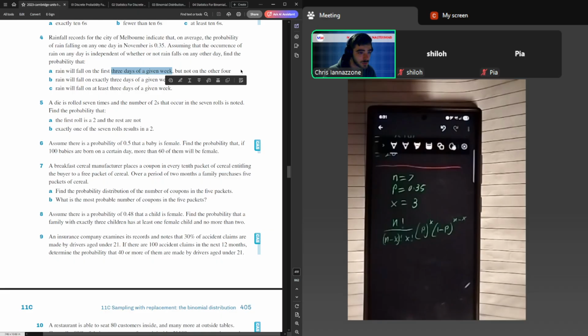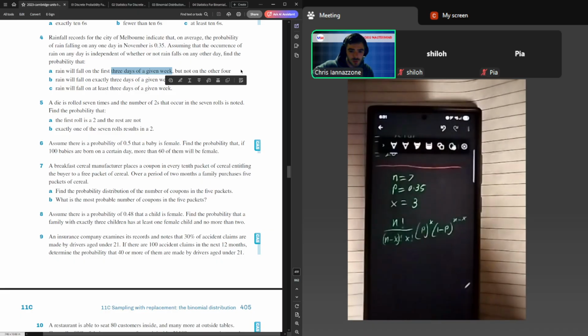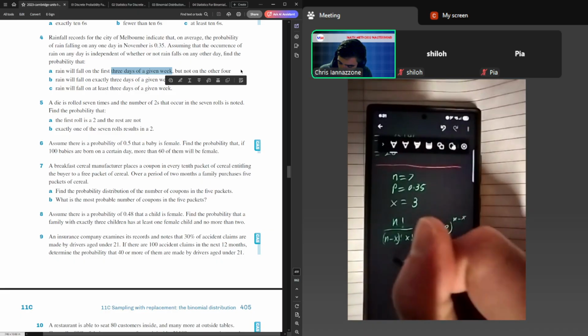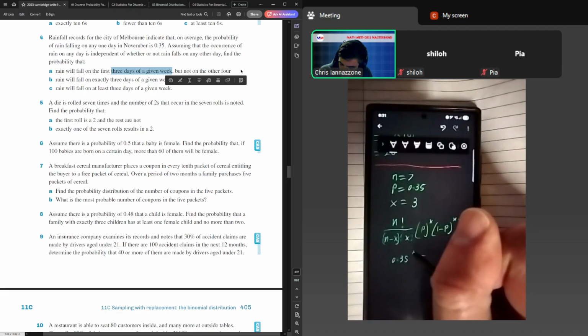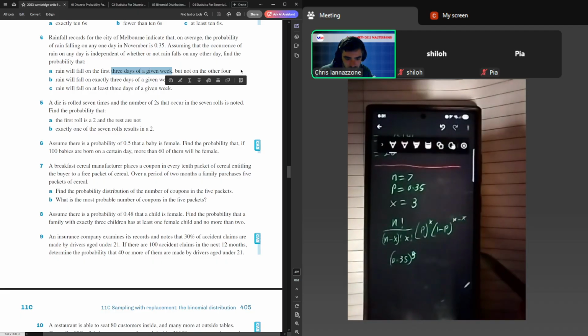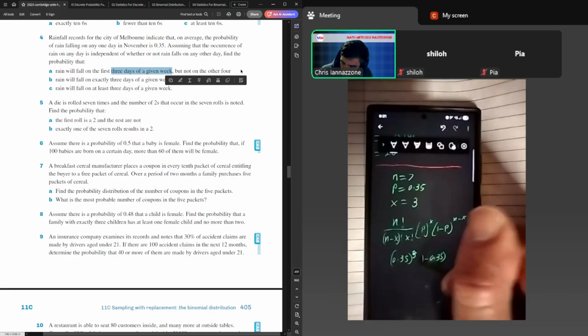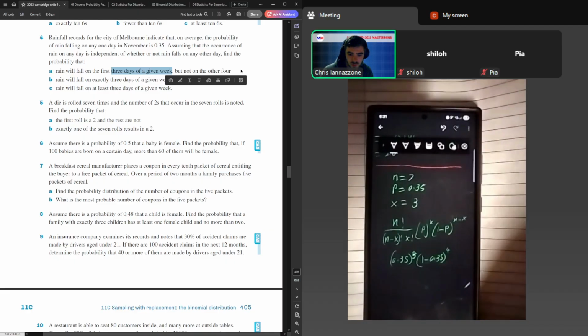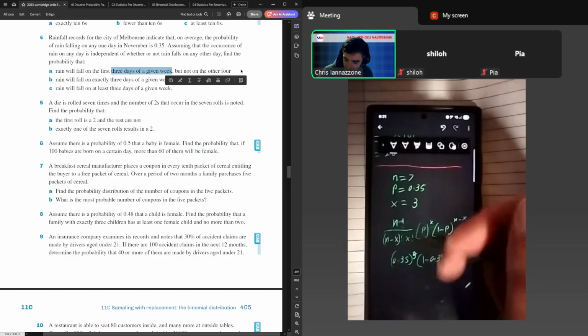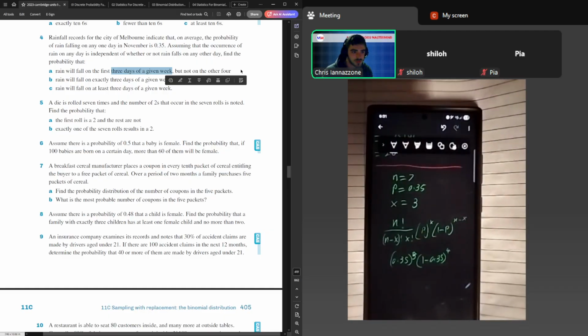If you had to do this way, what you would have to do instead would be rain, rain, rain, no rain, no rain, no rain, no rain. So you'd have 0.35 to the power of 3, because that's the chance of rain. And then the opposite of that, 1 minus 0.35, that will go to the power of 4, because that's all the non-rains. There's no binomial coefficient at the front because you only want one specific order.